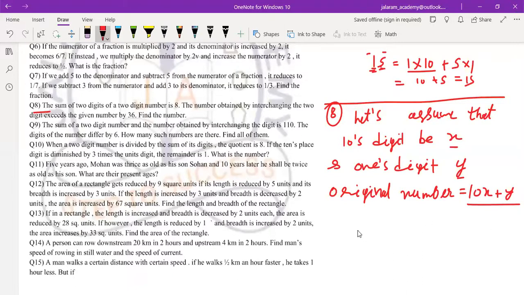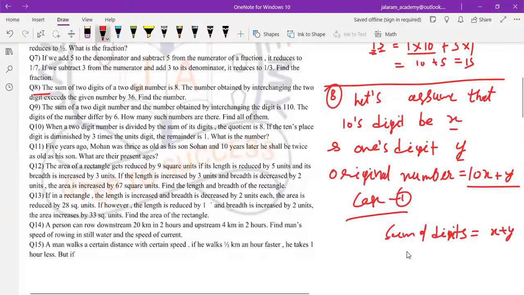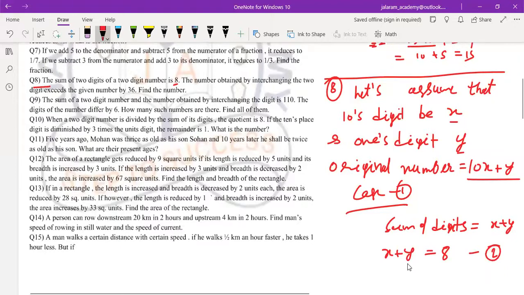Original number becomes 10x plus y. So the sum of two digits of a two-digit number is 8. Now first we use case 1, sum of digits. According to the question, the sum of digits is x plus y, and the sum of digits is 8. So the first equation becomes x plus y equals 8, which is taken as equation number 1.